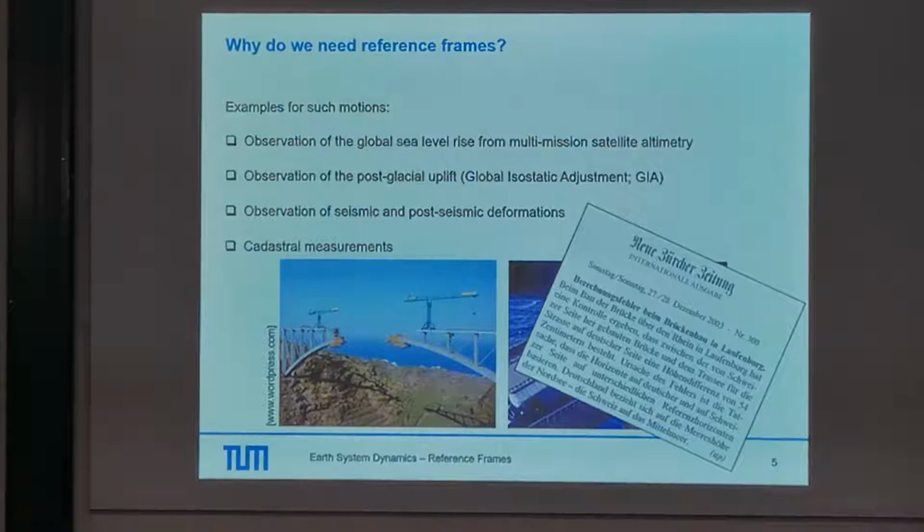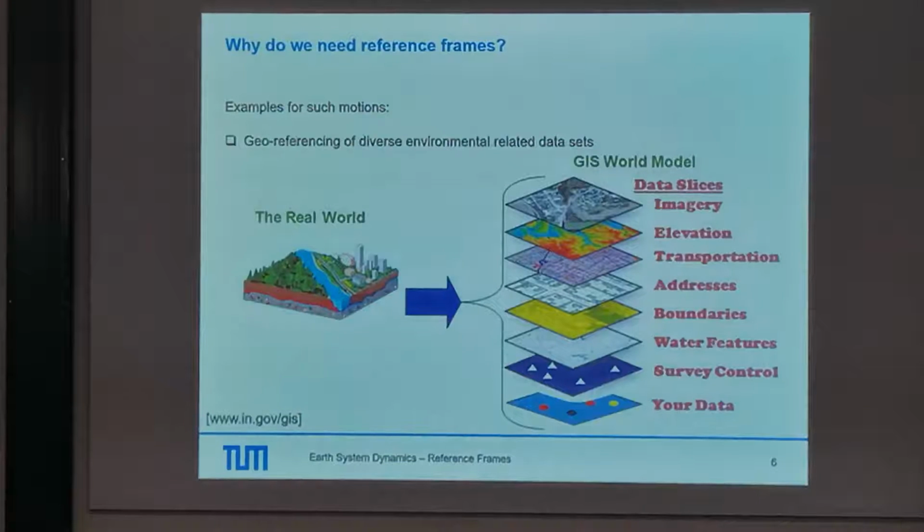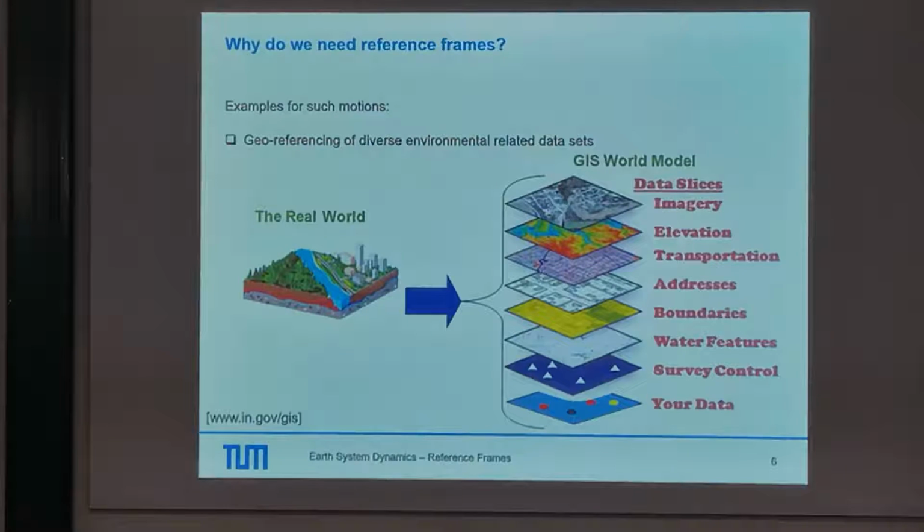This was because the German height system refers to the Amsterdam height gauge and the Swiss one to a different height gauge. They are not uniform, they refer to different heights, and that's why there was this problem. Another example is georeferencing of diverse environmental-related data sets.